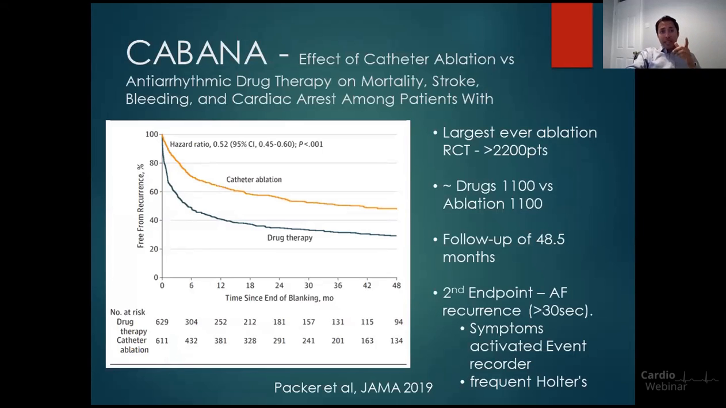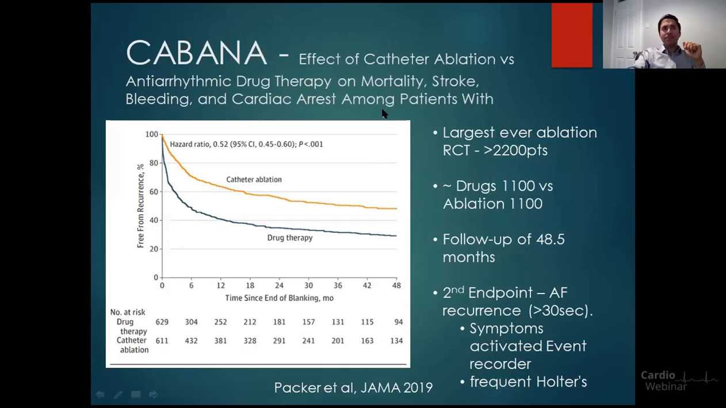The reason I picked out this particular study called CABANA is that this is, without question, the largest ever ablation trial. So if you can imagine, this was a randomized controlled trial involving over 2,000 patients, where patients were randomized to either medical therapy or ablation. So that's a hard trial to do.